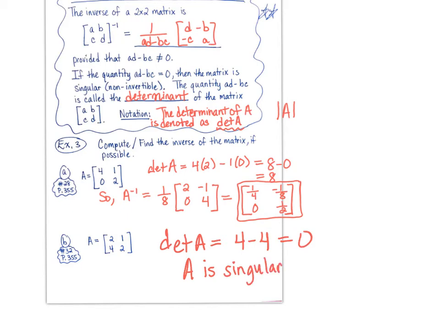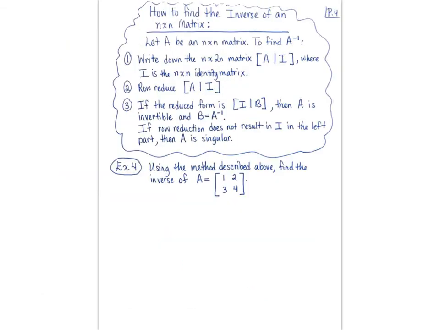Very good. Okay, we know how to find the inverse of a 2 by 2 matrix. We have a formula for it. But what happens if the matrix is larger than a 2 by 2 matrix? There's a different process, okay? So let's do that one.